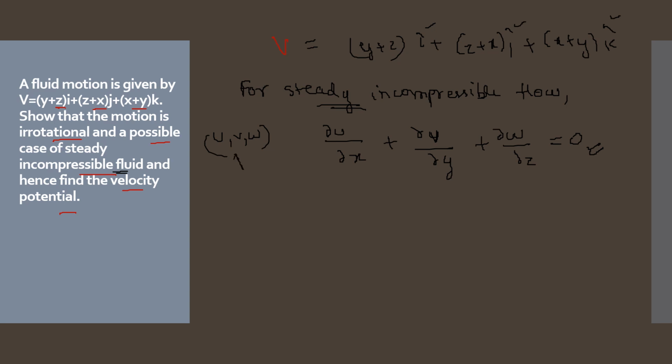If you compare these u, v, w with what we have here in the main vector, you will see that on comparison u is the x component, this one, y plus z, right? What is v? v is z plus x, and what is w? It is x plus y. Is it okay?